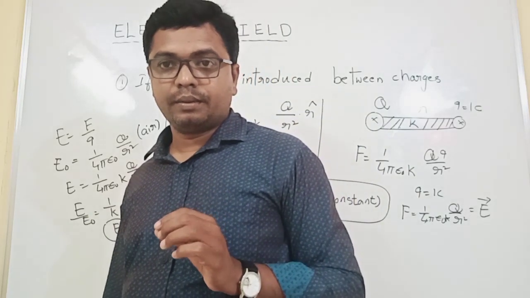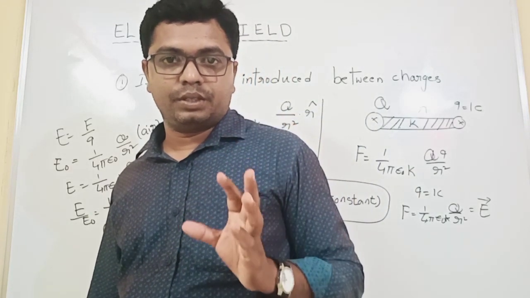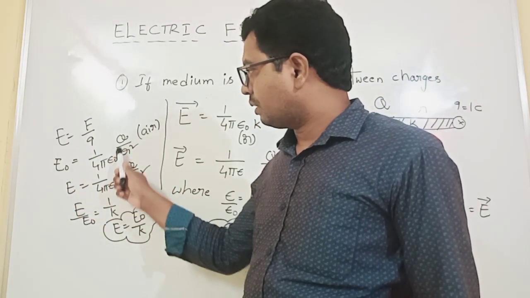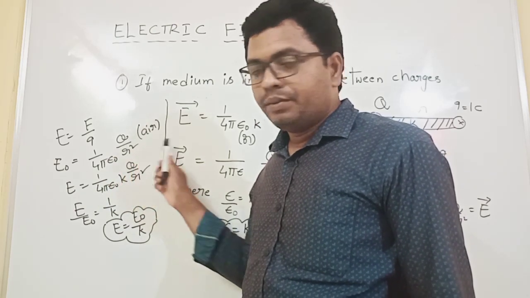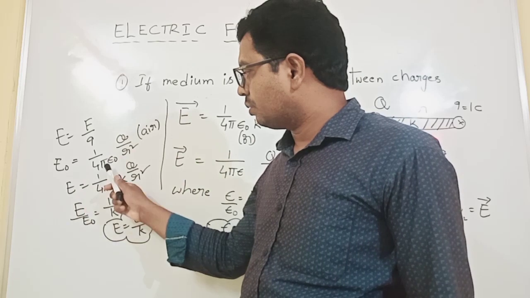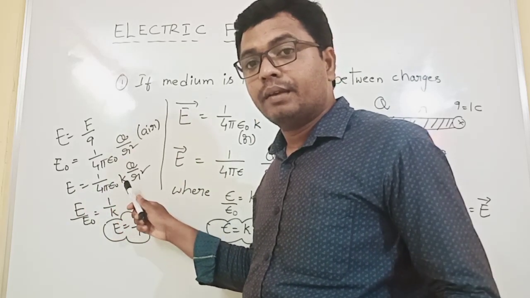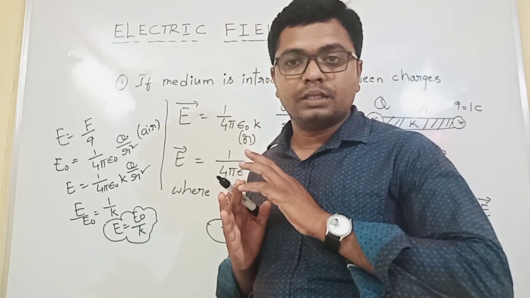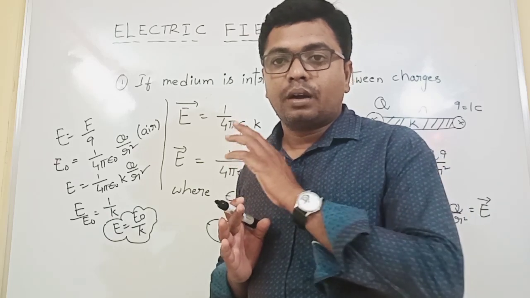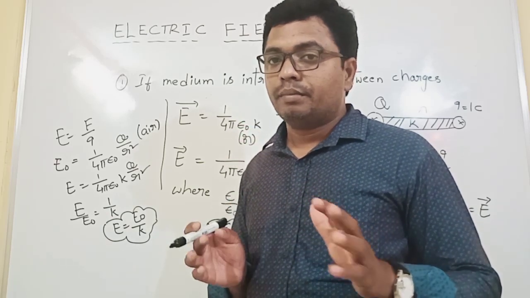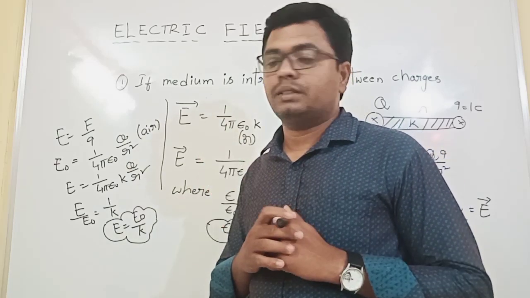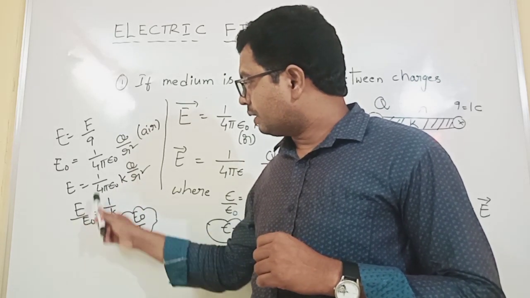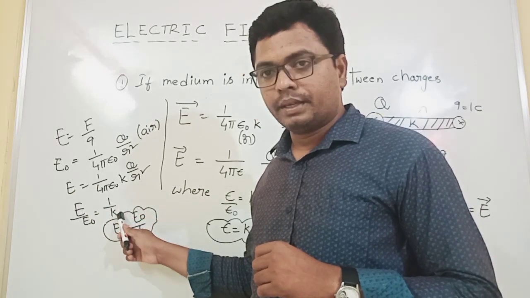Do you understand? The one and only difference between these two is that E naught is for space or air: in air, 1 by 4 pi epsilon naught Q by R square. If you introduce the medium between these two, E is equal to 1 by 4 pi epsilon naught K, where K is the dielectric constant, Q by R square. You need to remember that every time you are not changing the distance or the origin of the electric field, you are changing only the medium between the charges. Then E by E naught, this divided by this, you get 1 by K.